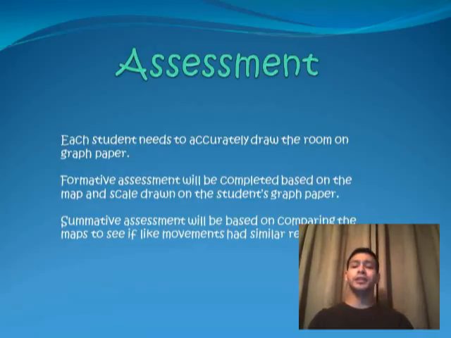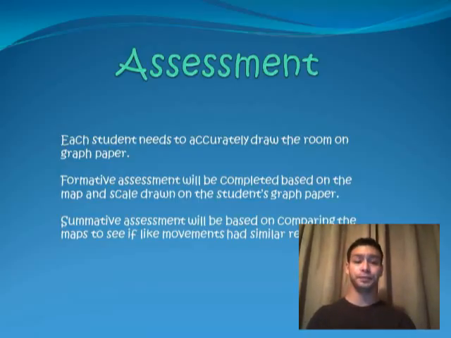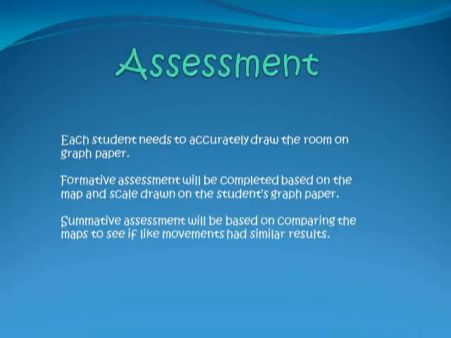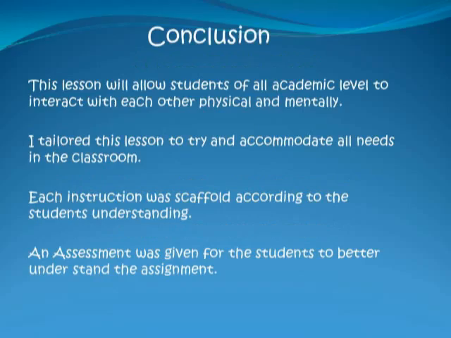After the activity was finished, each student needed to accurately draw the room on graph paper. A formal assessment was completed based on the individual students' drawings. A summative assessment was taken based on comparing each child's map to each other to see if each student had an accurate number of steps taken to find the perimeter.